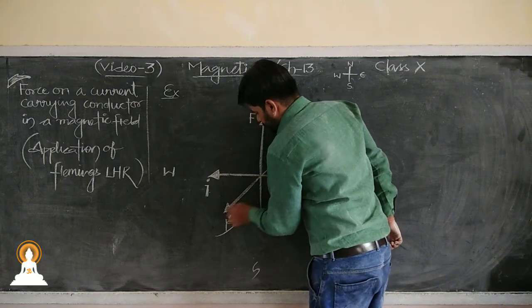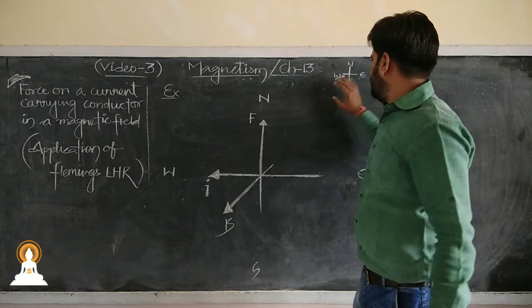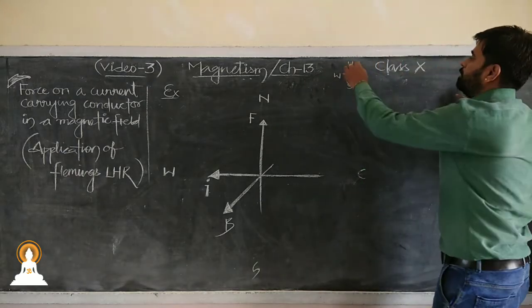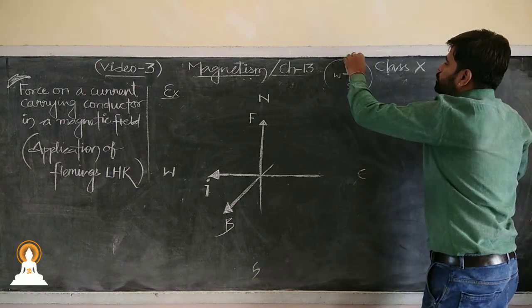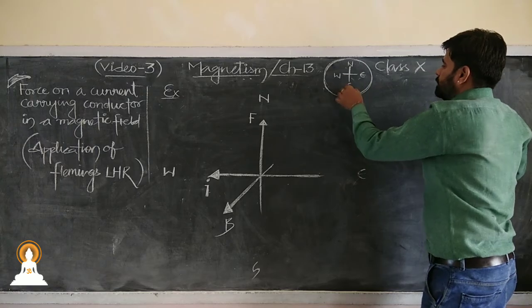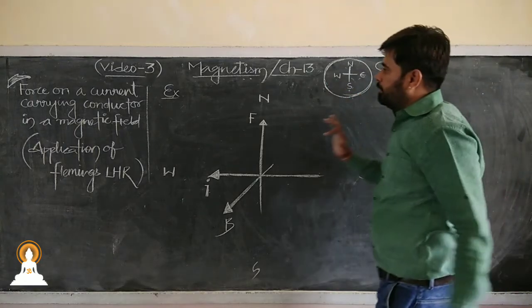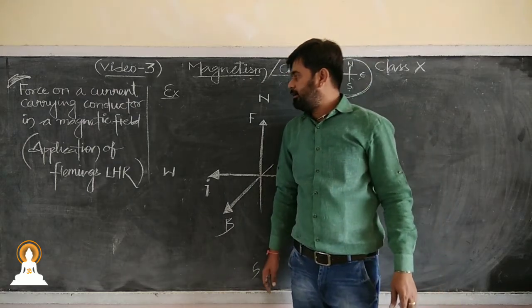So these are the questions in which you should imagine. You should have this notation in your mind, that the upper one will be north, whatever they have given: north, south, west, east. So this was the application of Fleming's left hand rule.